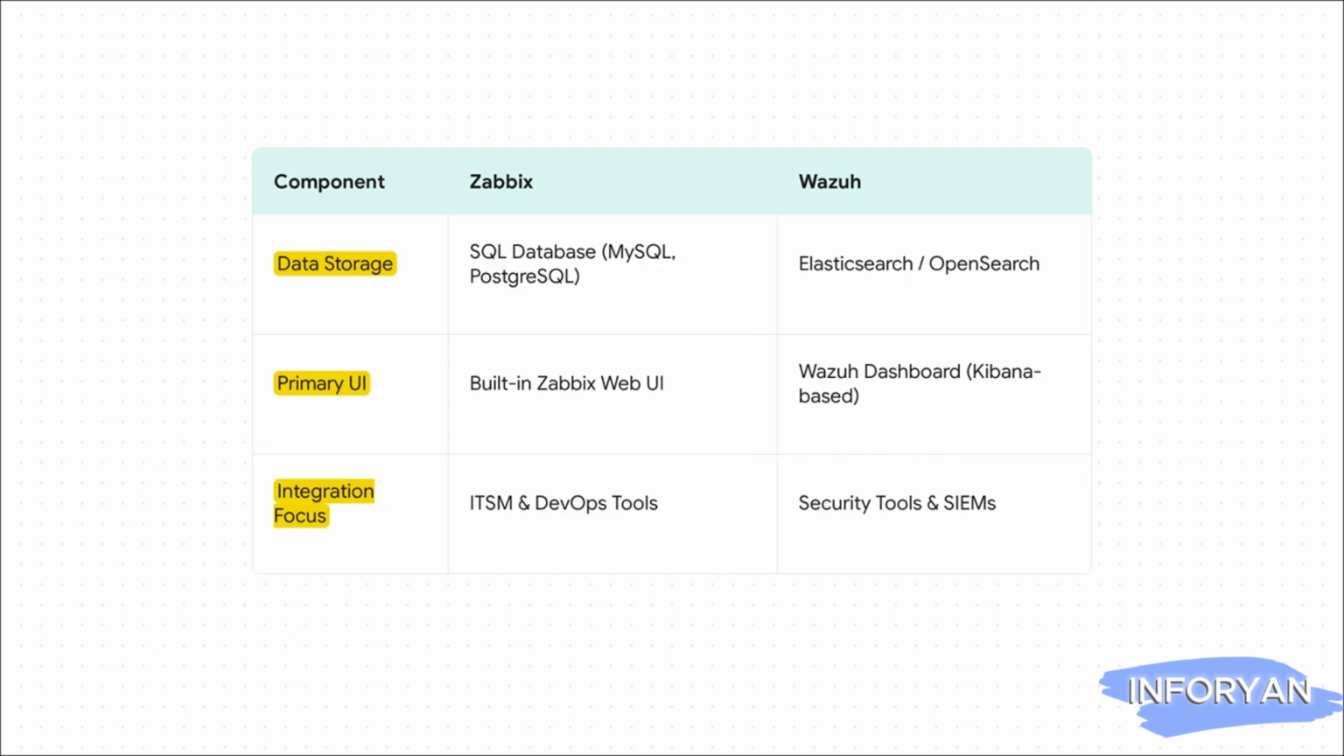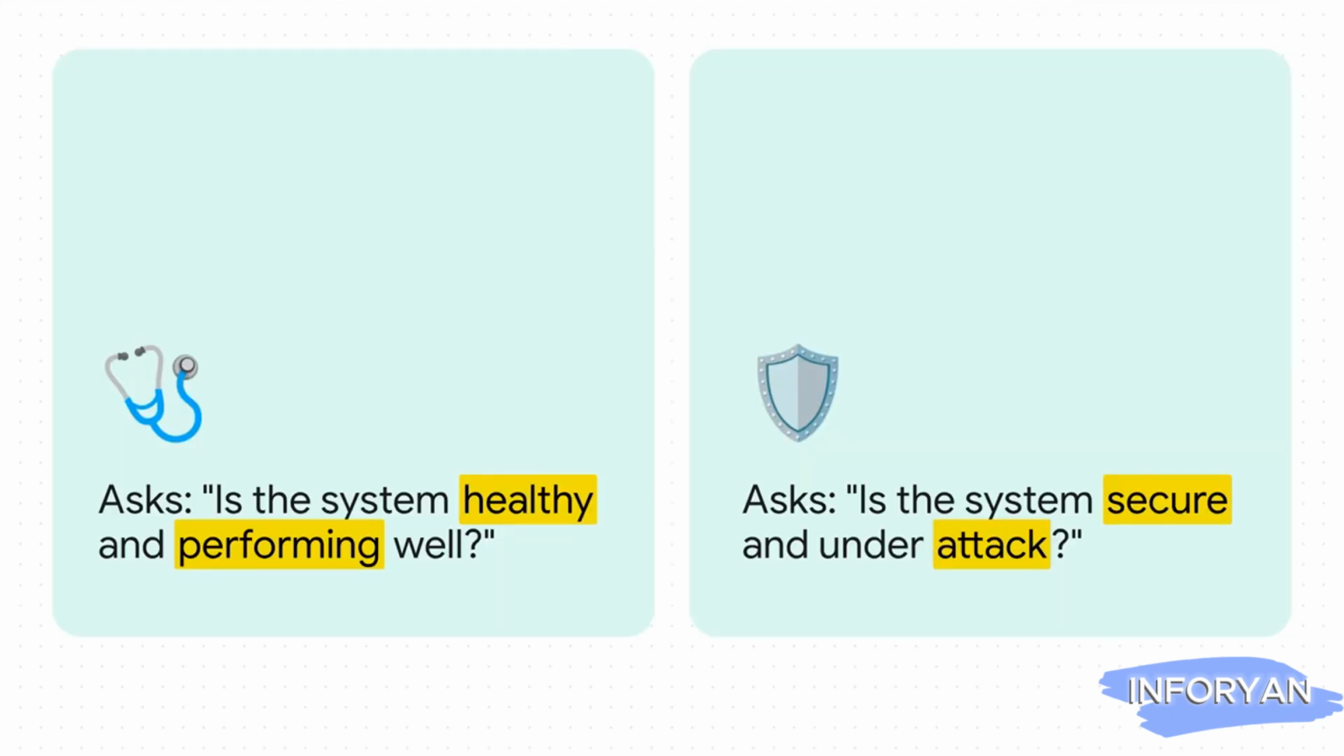And this difference goes all the way down to their core architecture. Zabbix uses a traditional SQL database, which is perfect for storing structured data like performance metrics. Wazuh, on the other hand, relies on Elasticsearch, which is an absolute beast when it comes to searching through massive, massive volumes of unstructured log data. You see, the tool is literally built for the job it's designed to do. It all comes down to this. Zabbix asks, is the system healthy and is it performing well? While Wazuh asks, is the system secure and is it under attack? These are two totally different, but, and this is the key, equally vital questions.